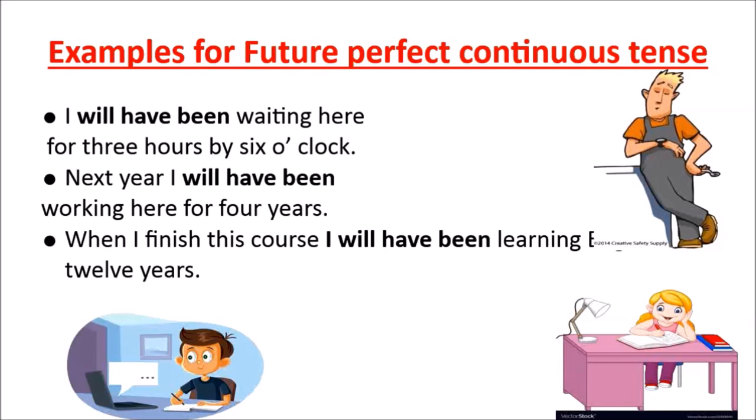Understand? Look at the next example. When I finish this course, I will have been learning English for 12 years. So the person is learning a course in English, and if she finishes that course, she will have been learning English for 12 years. That's what she's trying to convey. So these are the examples for future perfect continuous tense. Understand? Yes.